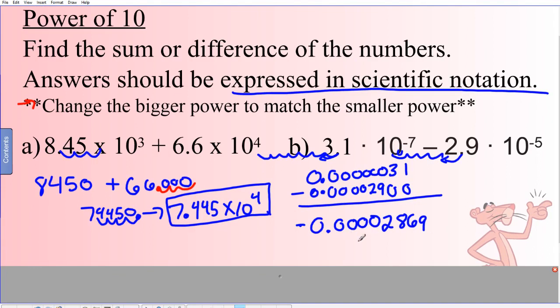Now, this is not scientific notation, so we need to change it back into scientific notation. So I'm going to move my decimal between the 2 and the 8. 2.8 is negative still, times 10 to what power? Well, how many places am I moving this decimal? 1, 2, 3, 4, 5 places. And since this is a very small number, I get a negative exponent.